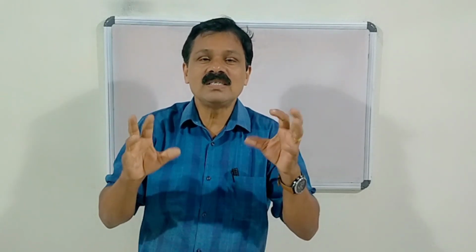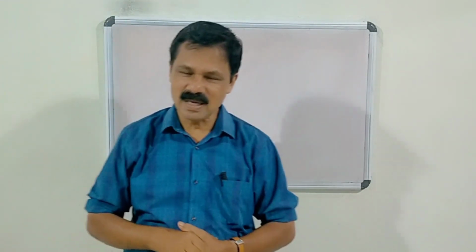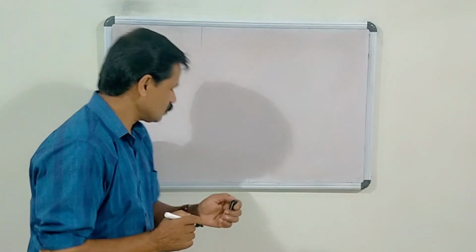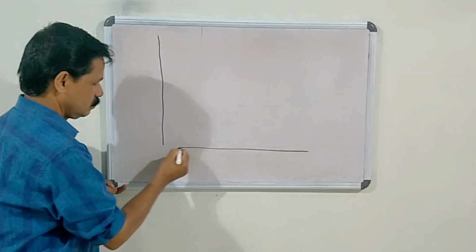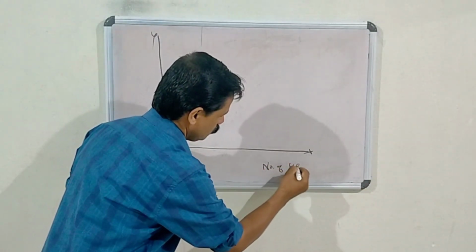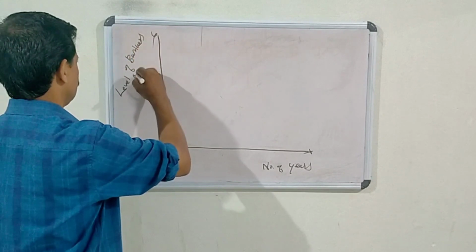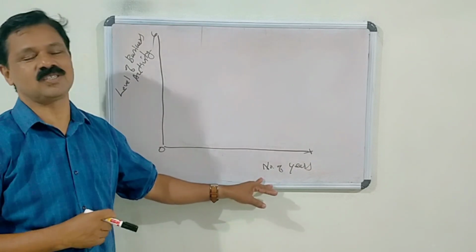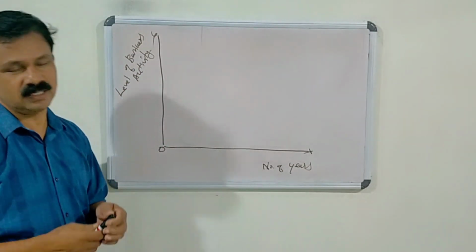These five stages or phases of a business cycle, that is, economic fluctuations, can be easily explained with the help of a diagram. Just see the diagram. In this diagram, the x-axis represents the number of years, and similarly the y-axis shows the level of business activity, in other words the level of economic activity.